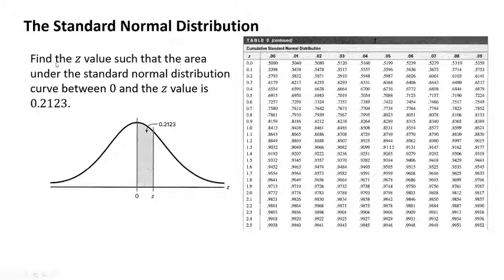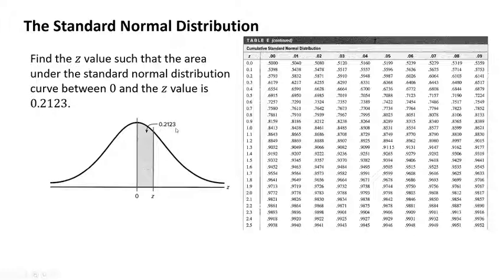Okay, let's do this one. This is kind of a new one. Find the z-value such that the area under the standard normal distribution curve between 0 and the z-value is 0.2123. Okay, so we have to do some gymnastics here. This is the same kind of problem as before, in which we have to find a z-value, but in this case we have to find one such that this area right in here is 0.2123.